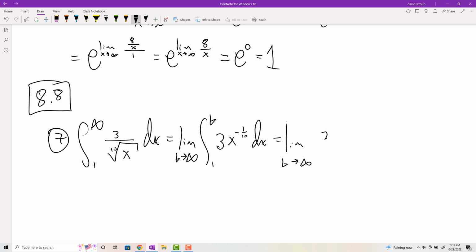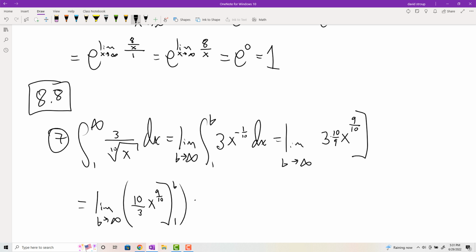I have 3 x to the negative 1/10 plus 10/10 is 9/10, and then times 10 over 9. Clean it up a bit. So I have 10/3 x to the 9/10, and I need to evaluate it from 1 to b, and then take the limit. So I get the limit as b goes to infinity of 10/3 plug in b to the 9/10 minus 10/3 plug in 1 to the 9/10. 1 to the 9/10 is 1.